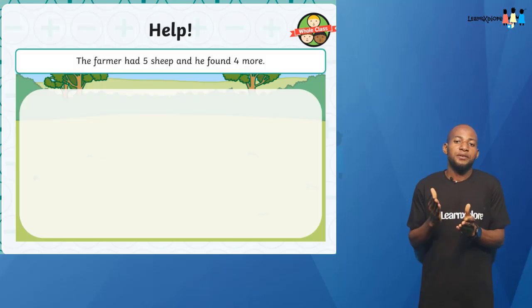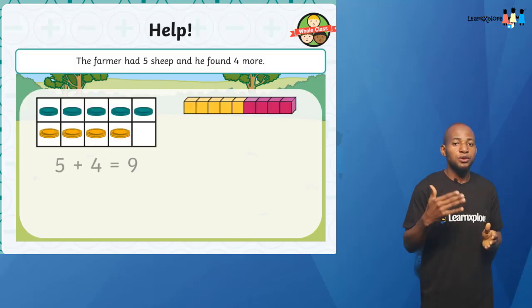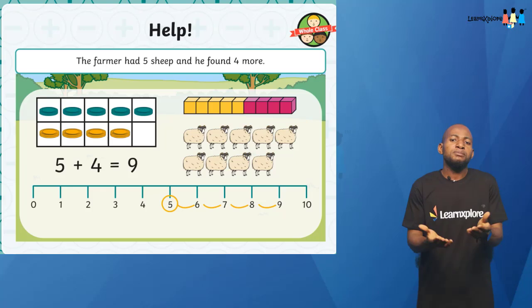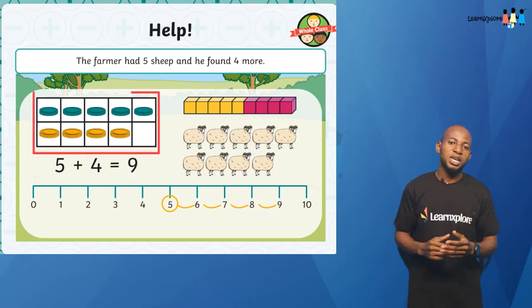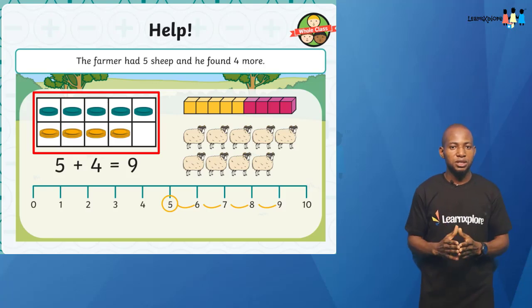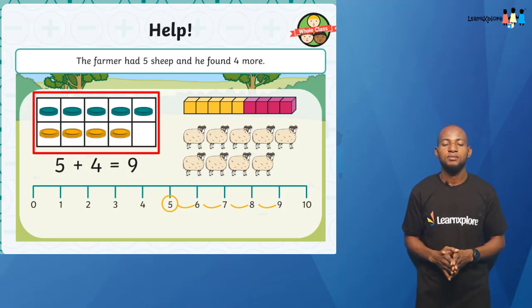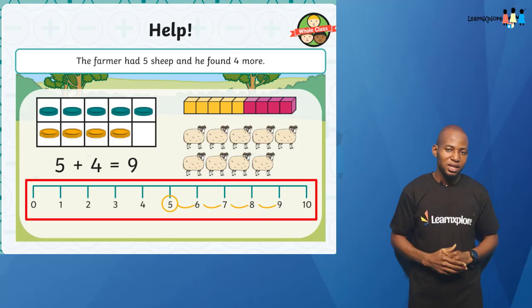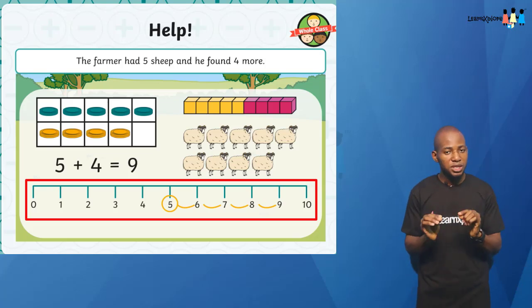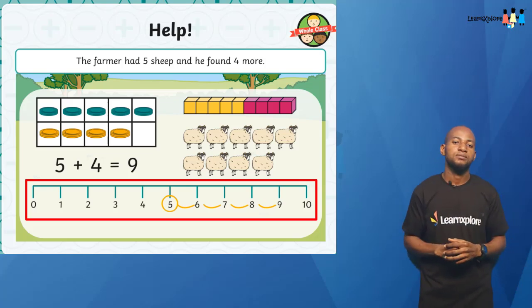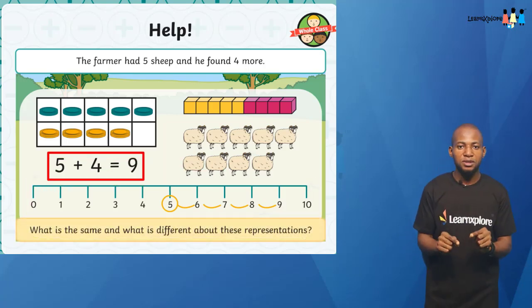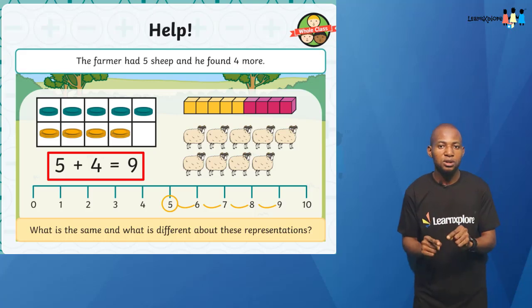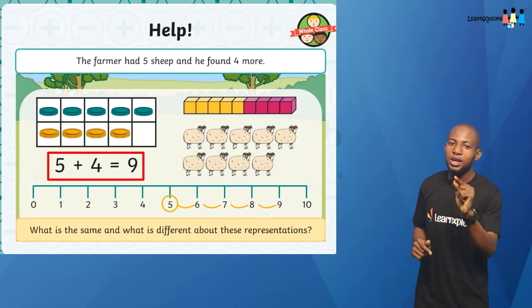The farmer had 5 sheep and he found 4 more. What might that look like? Using 10 frames, this is the representation. Using number line, this is the representation. It means that 5 plus 4 equals 9.